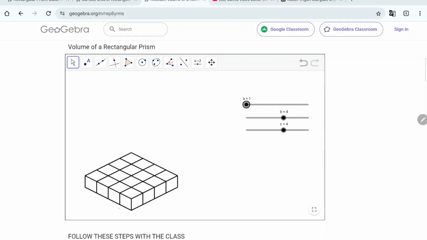How many cubic units do we have in the first layer? Well, if we count it, we'll end up counting 16. We could easily count that by saying it's 4 by 4. 4 times 4 is 16. So 4 cubes along the length, 4 cubic units along the width. So 4 times 4 is 16. So we have 16 in the first layer.